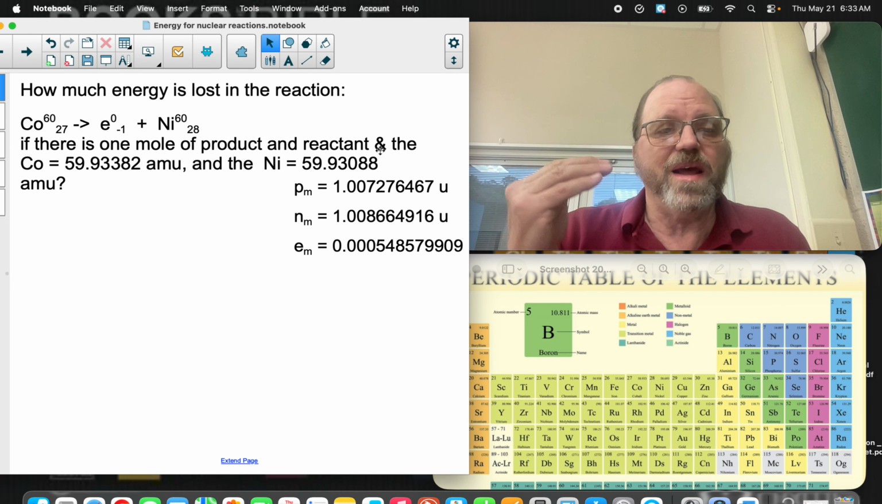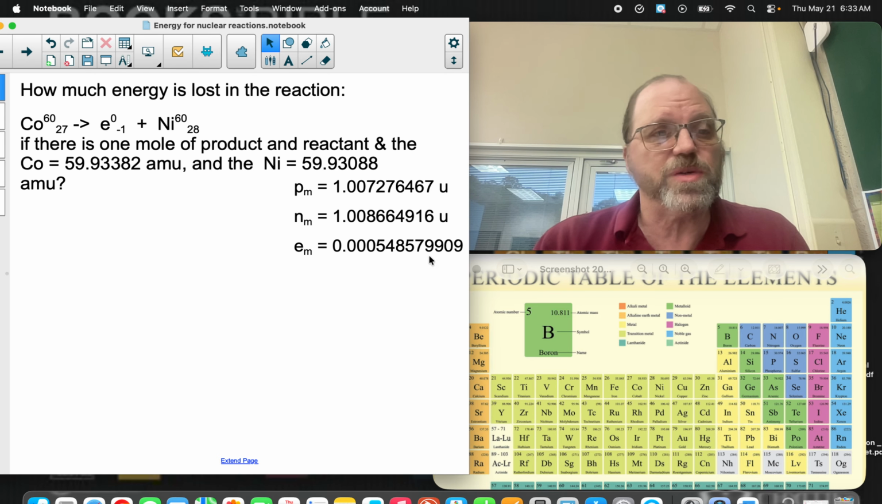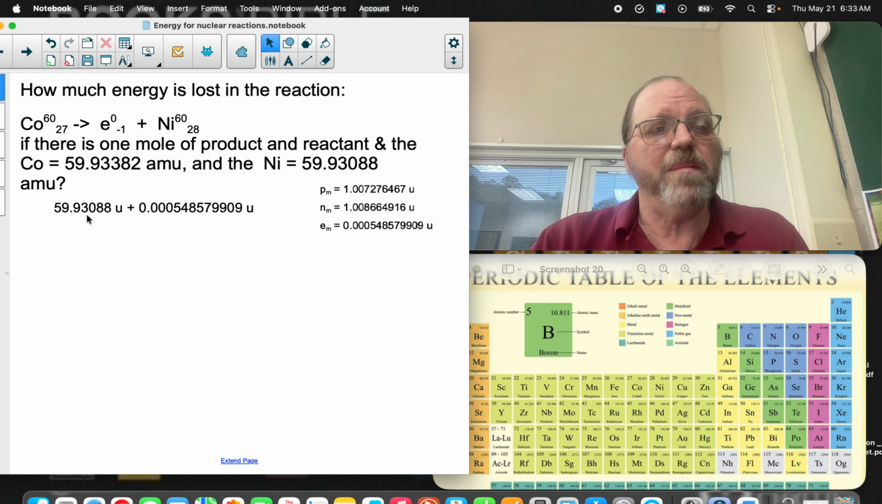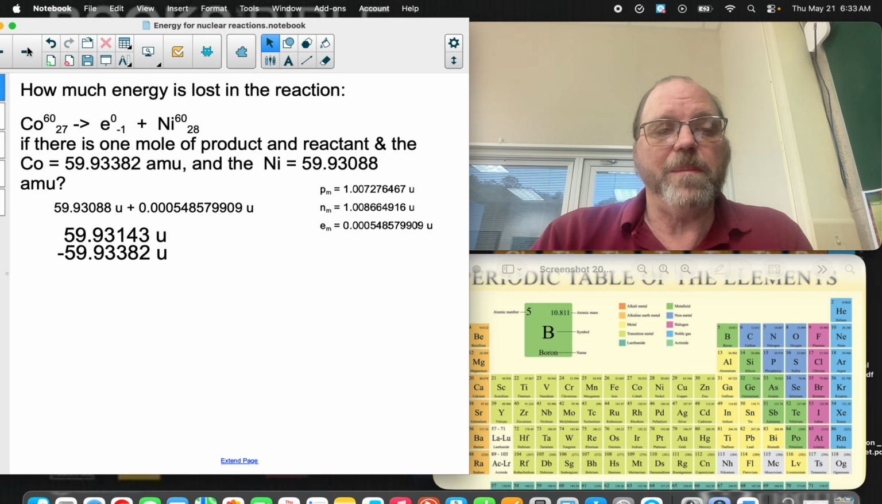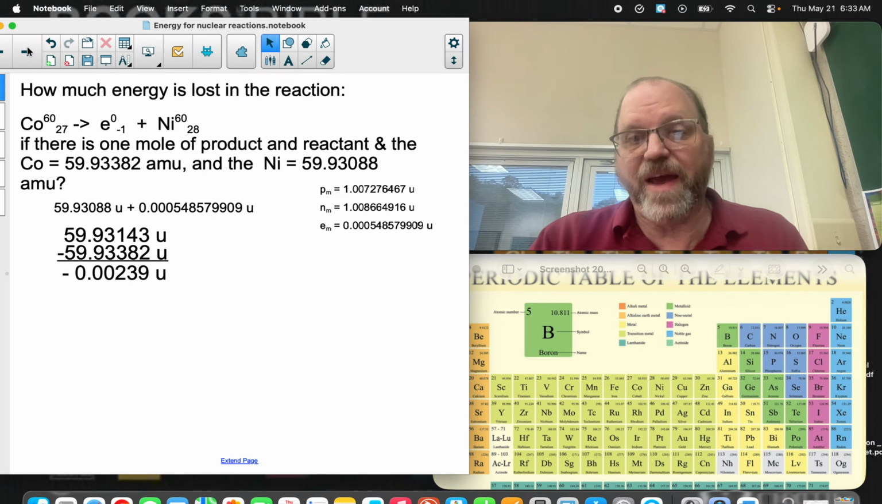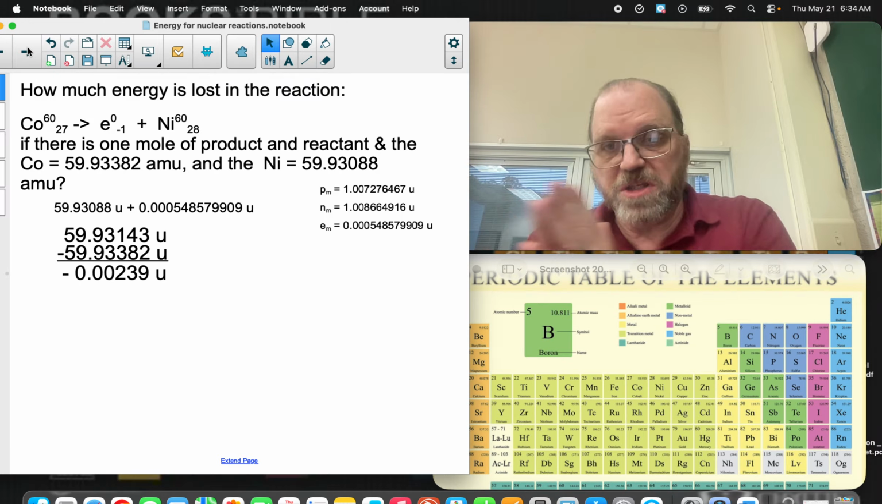Now, over here on the right, I have the atomic masses of a proton, neutron, and electron. And since we're doing an electron, we're only going to have to look at the electron there. So we take the mass from the problem of the nickel and add the mass of an electron, and we're going to end up with 59.93143 U's. Now, we're going to subtract from that the mass of the reactant, and when we do that, we're going to get a negative value. And that makes sense because we're losing that much mass into energy being converted.